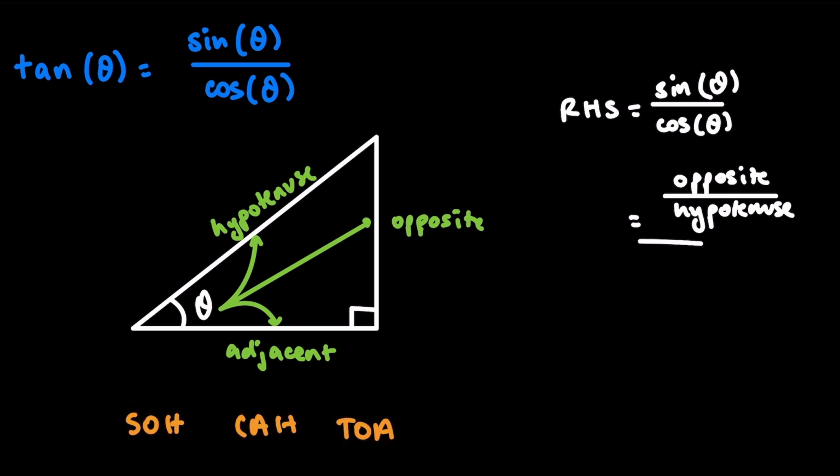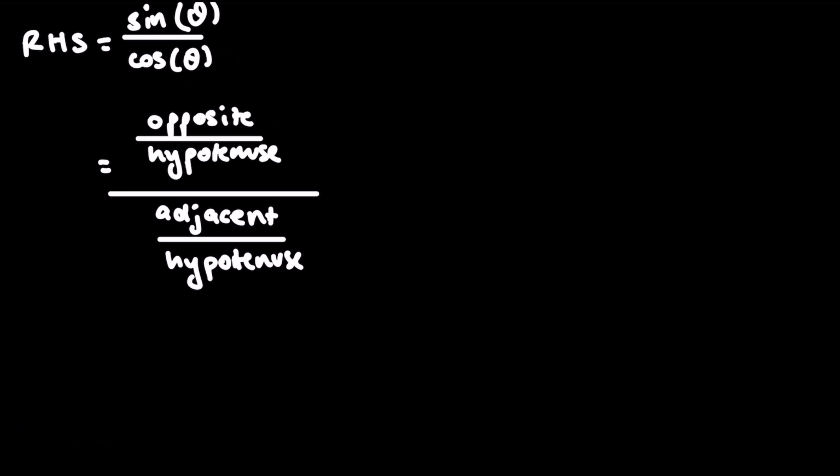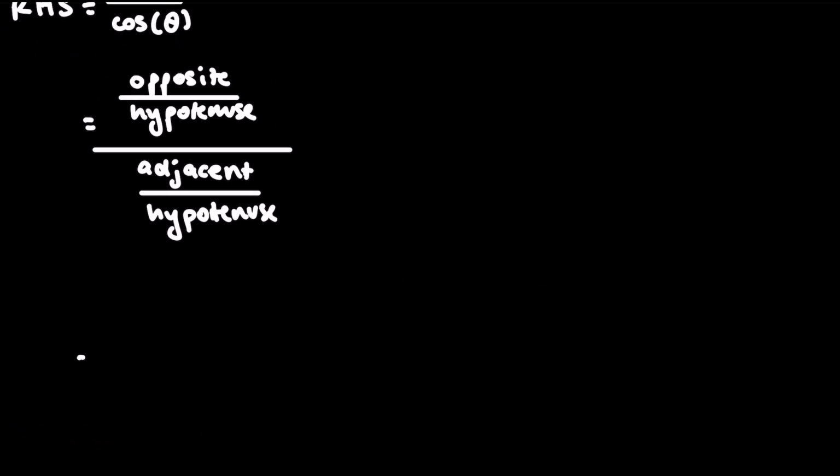So I'm going to say we can do divided by the cosine of theta, which is adjacent divided by hypotenuse. So now that we have this, we need to somehow simplify this fraction. And whenever we divide two fractions, it's the same as multiplying by the reciprocal of the second fraction.